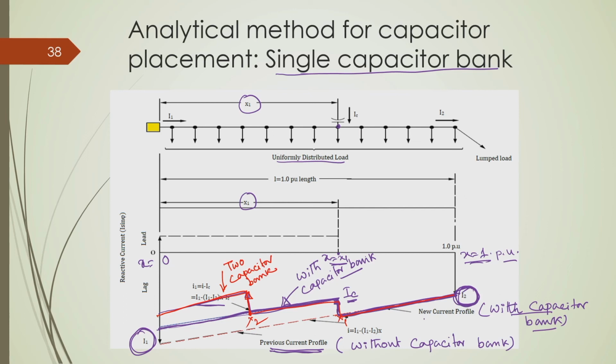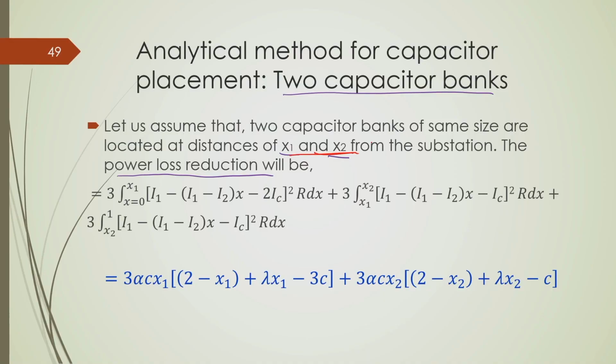If we have more capacitor banks, accordingly that many steps we will have in this particular characteristic. So, for these 2 capacitor banks, in our expression we will have 3 segments, as we have seen: one from x equal to 0 to x 1, another from x 1 to x 2, and another from x 2 to 1. This corresponds to without capacitor, this corresponds to 1 capacitor, and this corresponds to 2 capacitors. That is why 2 I c is subtracted. Okay. So, if you solve this, you will have this relation.